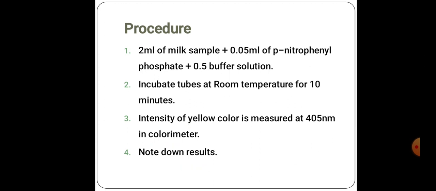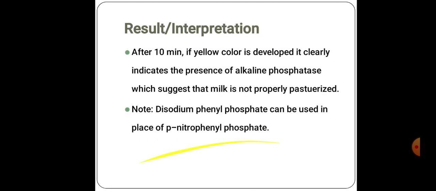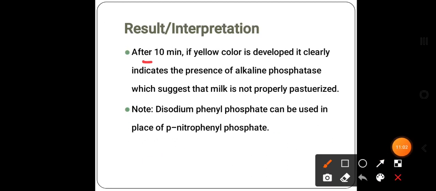Now we will see on what basis you will interpret or conclude the results. After the 10 minutes, if yellow color is developed, it clearly indicates the presence of the alkaline phosphatase enzyme in the milk. That indicates that your milk sample is not properly pasteurized or it is not safe for consumption by humans.